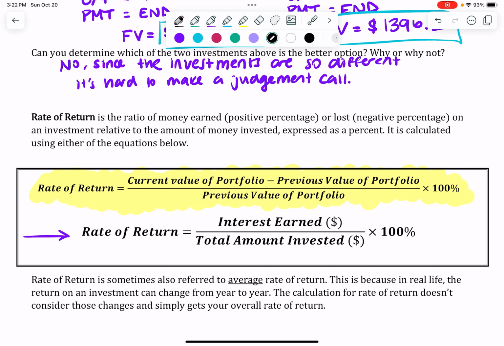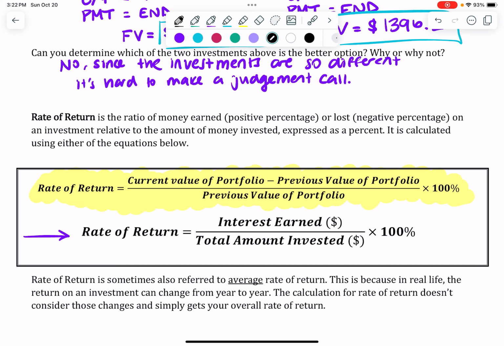Now, when we look at this formula, the numerator says the current value of the portfolio minus the previous value of the portfolio. Now, a couple things. I want to talk about the word portfolio. Portfolio just refers to the collection of investments that you have going on. Now, it's possible for you to have a portfolio of one investment, but it's also possible for you to have a portfolio of 7 investments.